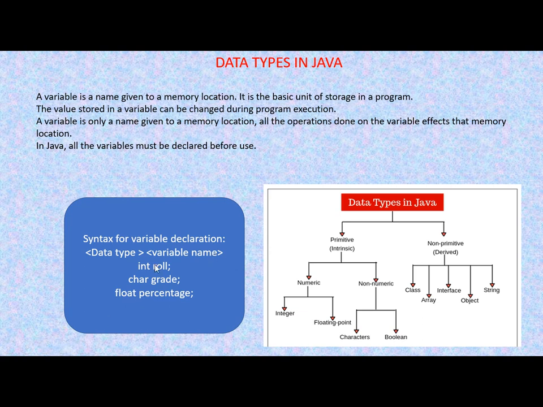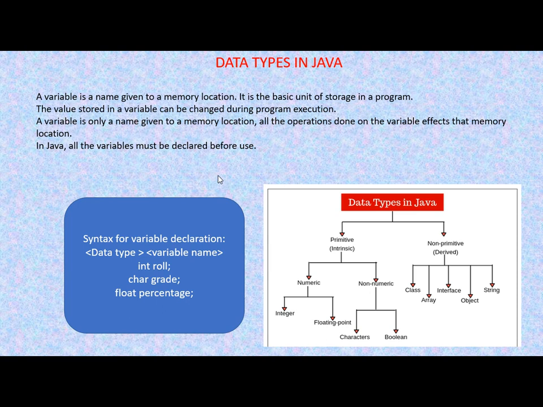Now why do we use these variables in our program? We use these variables to store any value. And here you can see that this is a name given to a memory location. So if you want to use any values in your program, you need a variable there.